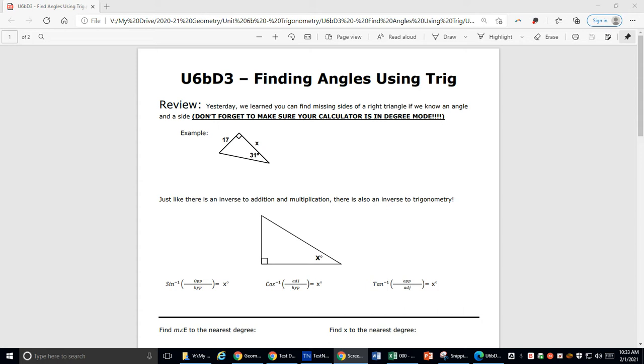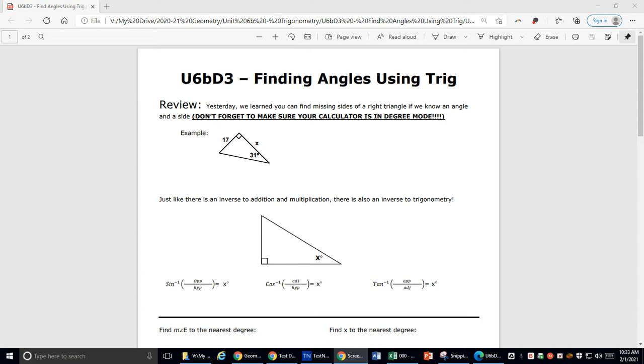We're going to find angles using trig. Before we do that, we want to review what we did yesterday so we can see how today and yesterday kind of relate with each other. So we're going to review that we can find missing sides of a right triangle if we know an angle, and it does need to be an acute angle of the right triangle because we already know it has a right angle, and then we need one side.